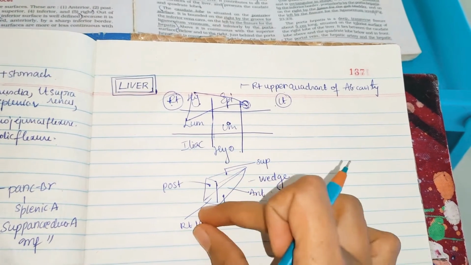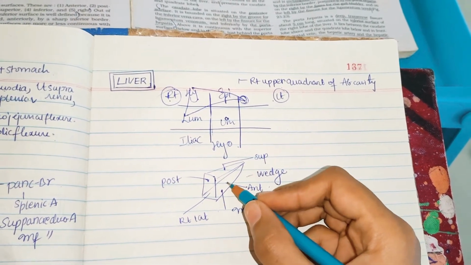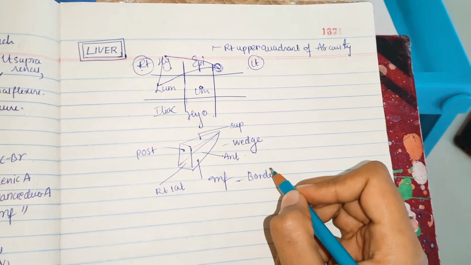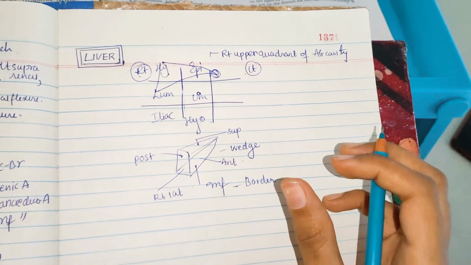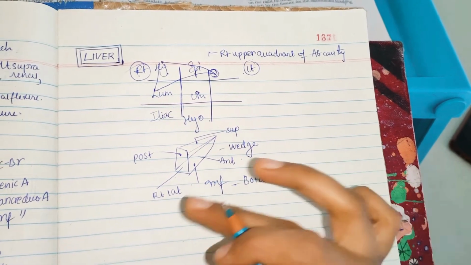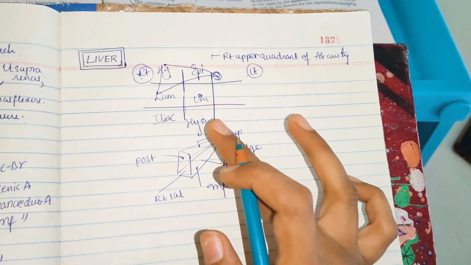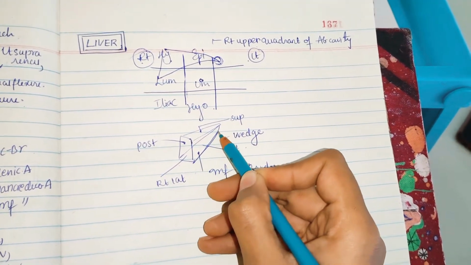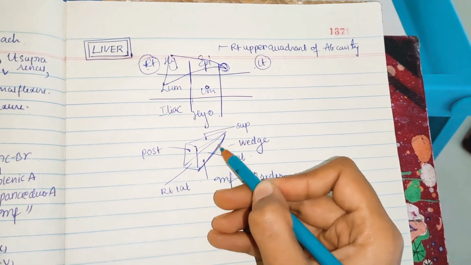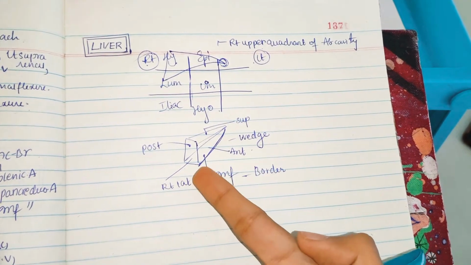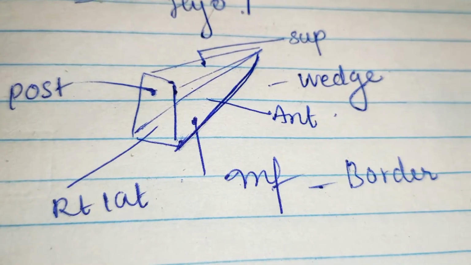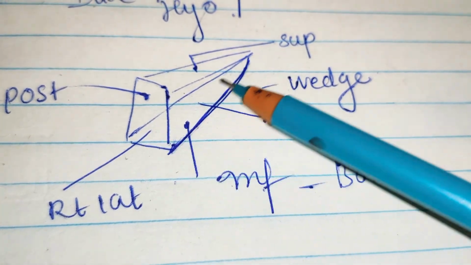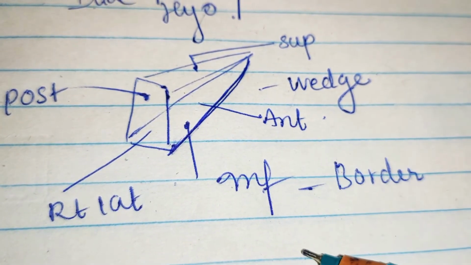Among all these 5 surfaces, the inferior surface is well marked, and even the inferior border is well marked. It is well defined and very sharp in the liver. It is sharp anteriorly, and it separates the anterior surface from the inferior surface. Clearly you can see this is the inferior border of the liver. This is the anterior surface, and on the lower side you will have the inferior surface. If you zoom this diagram, you can see this is the inferior border, separating the anterior surface from the inferior surface. So the inferior border is well defined.